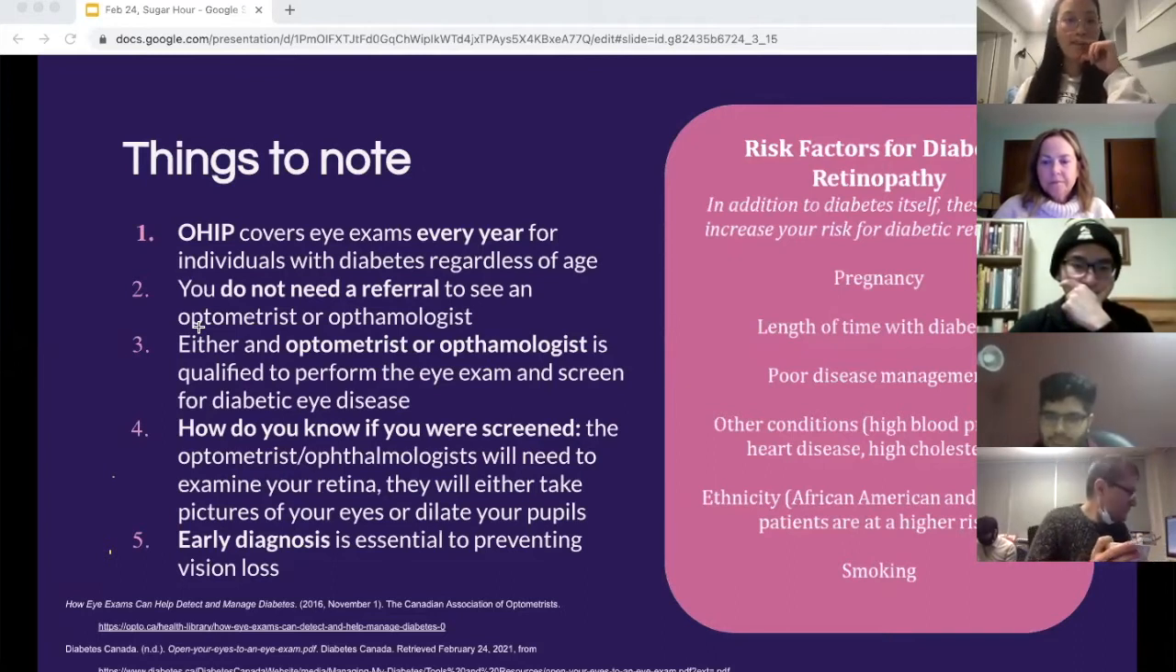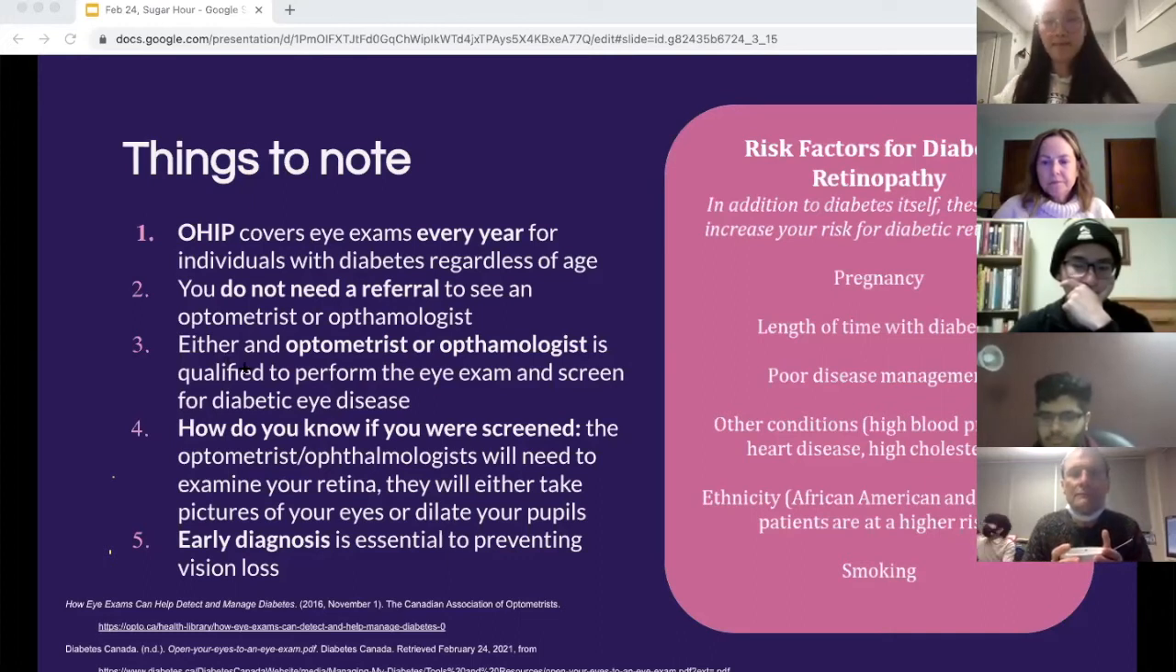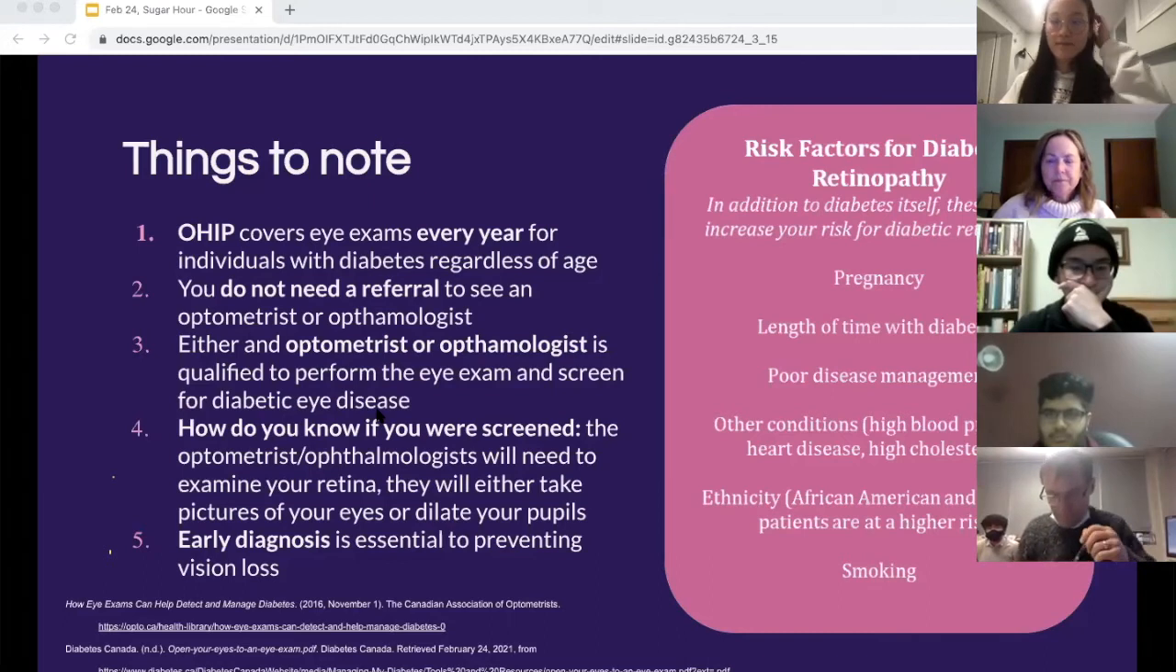Other conditions as well: high blood pressure, heart disease, high cholesterol. So it's important that you take your medications or implement those lifestyle changes to manage these conditions as well. Ethnicity does play a little bit of a role. African American and Hispanic patients tend to have a higher risk. So again, another thing to keep in mind. And lastly, smoking. Smoking significantly increases your risk for diabetic retinopathy if you already have diabetes. So if you're a diabetic, consider reducing or ceasing smoking.